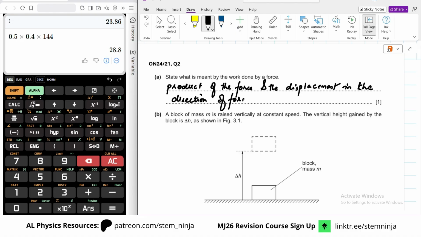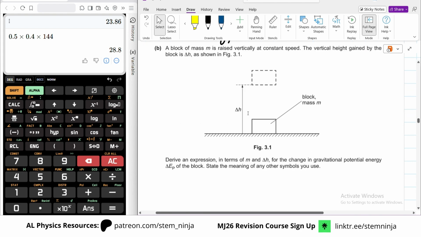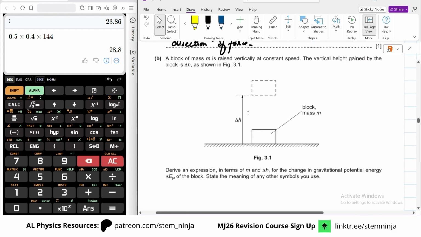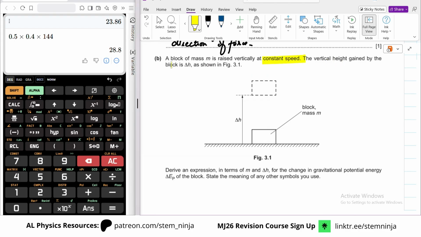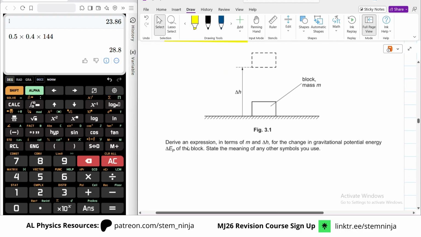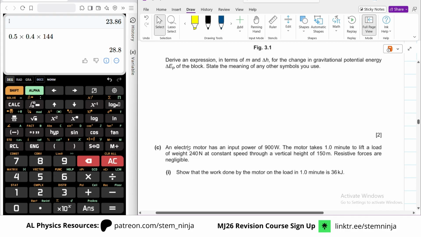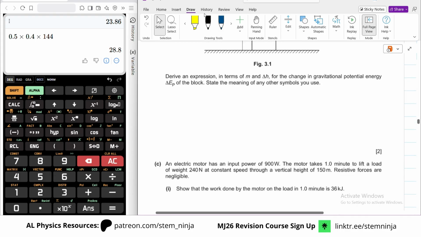Okay. Alright. A block of mass m is raised vertically at constant speed. The vertical height gained by the block is delta h. Derive an expression in terms of m and delta h for the change in gravitational potential energy, EP, of the block. State the meaning of any other symbols you use. So, for example, it is being lifted up. So, there's a weight downwards. This is mg downwards, right?